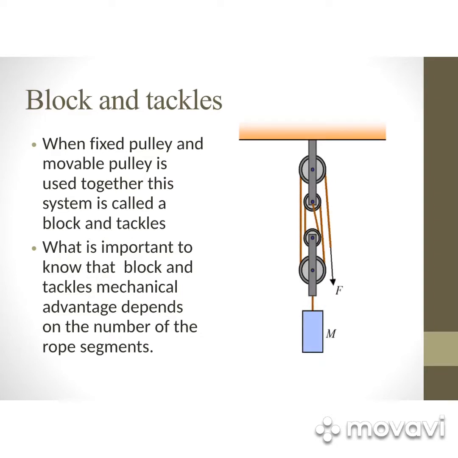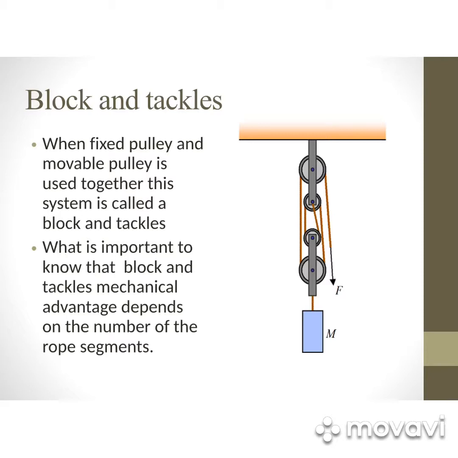What will happen if we combine the movable pulley with a fixed one? You guessed it, block and tackle. When a fixed pulley and a movable pulley are used together, the pulley system is called block and tackle. The mechanical advantage of a block and tackle depends on the number of the rope segments. Now, in the image that I have put right there, the segments are 4, so the mechanical advantage is 4.